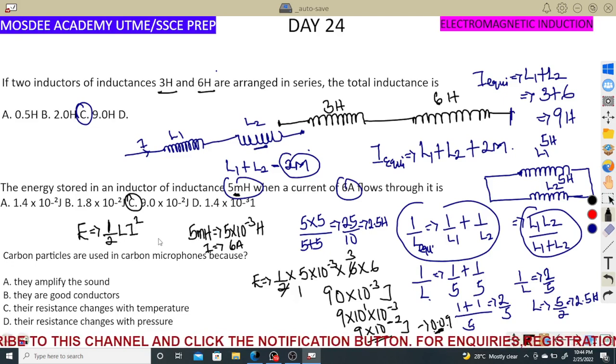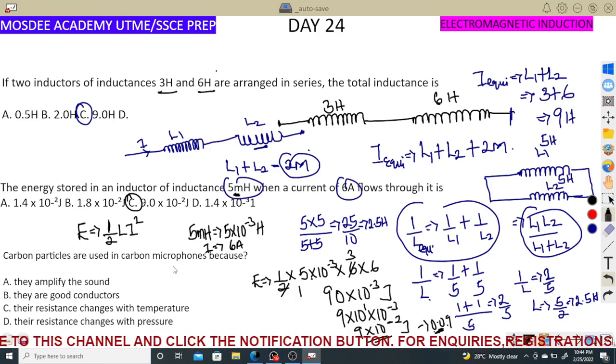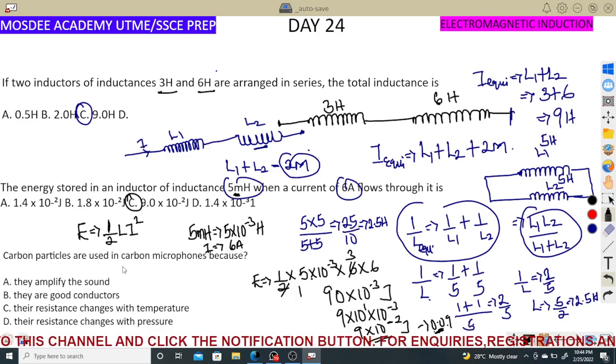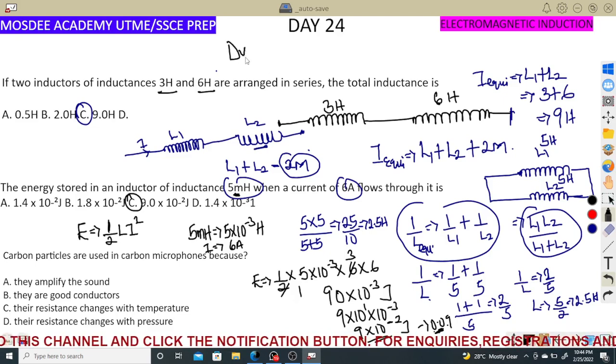The penultimate question, which means the last question. The last question for this electromagnetic induction chapter is: carbon particles are used in a carbon microphone because... A simple question. I hope you guys have seen a microphone before. Now, there's a difference between a dynamo and a microphone. I told you about a dynamo, a short question.